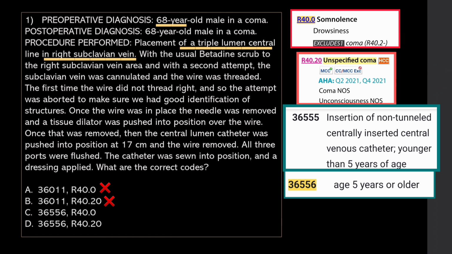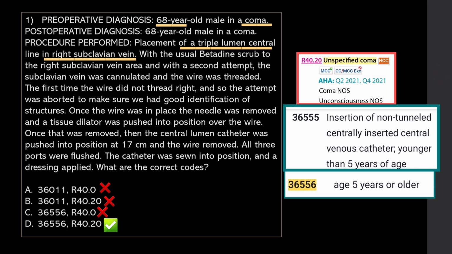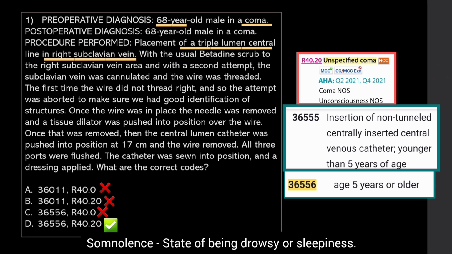In the question, you can see the pre-operative diagnosis and post-operative diagnosis is 68-year-old male in coma. Therefore, we can use the code R40.20. Therefore, the right answer will be option D. Option C will be wrong. Just for your information, the meaning of the word somnolence is quality or state of being drowsy or experiencing sleepiness.